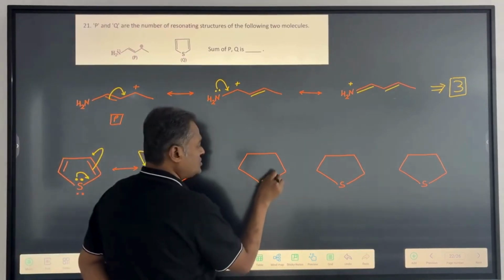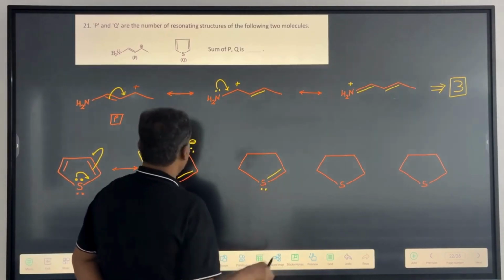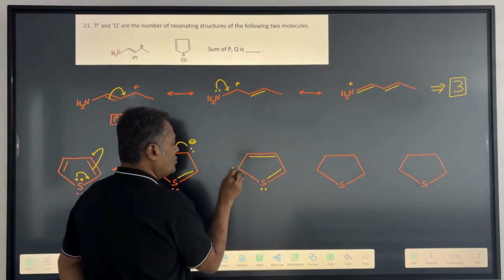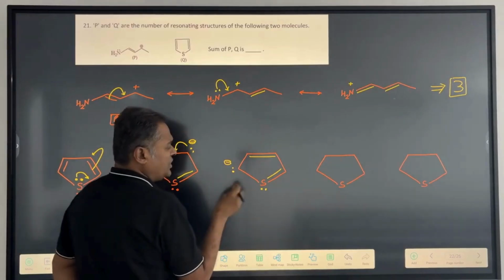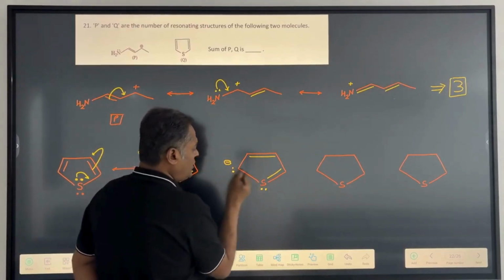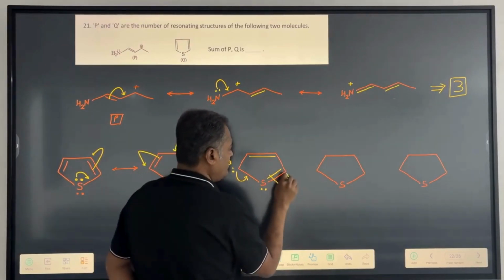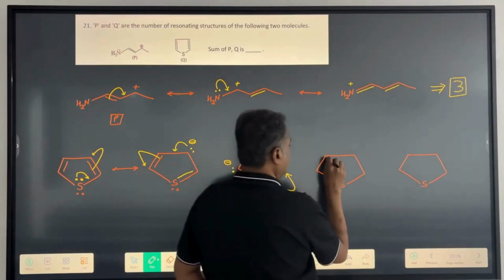So what is the structure? Write this as it is. Now you can see a pi bond over here, and pi bond will now become a lone pair. Again the next resonating structure, lone pair alternate to pi bond. So lone is going to become a pi and pi is going to become a lone. So the structure will be like this as it is.